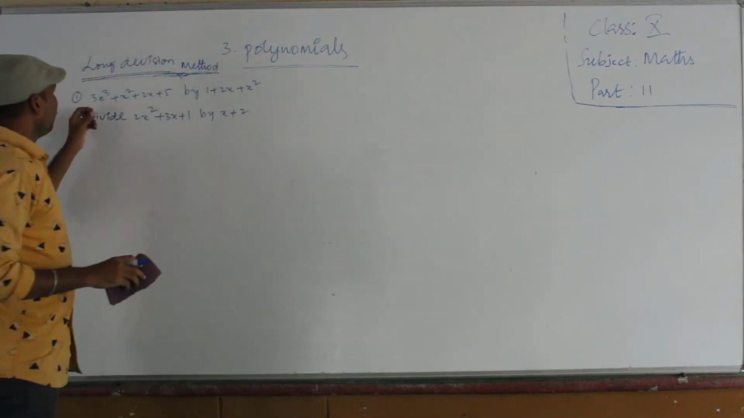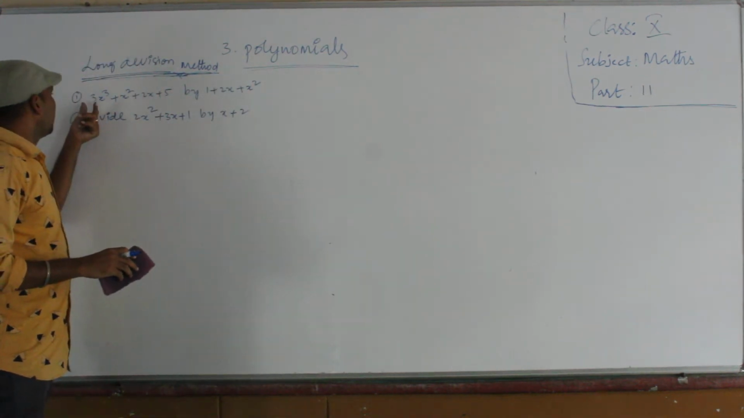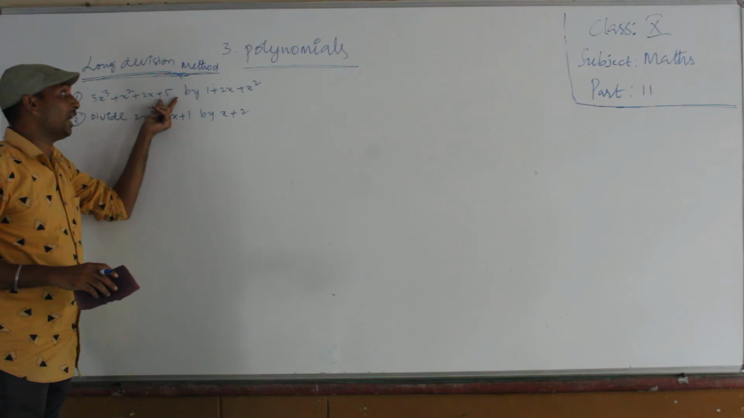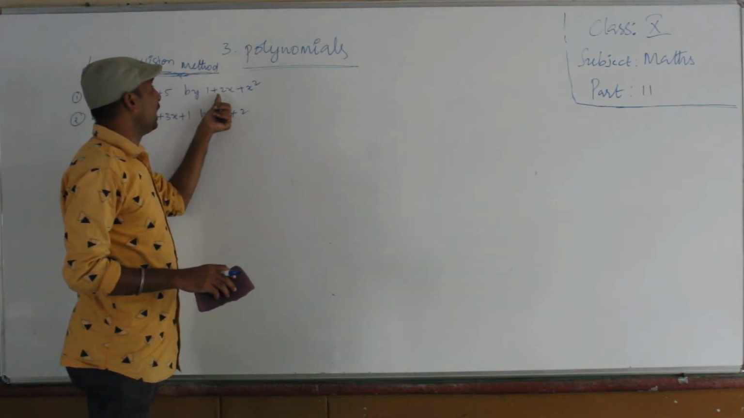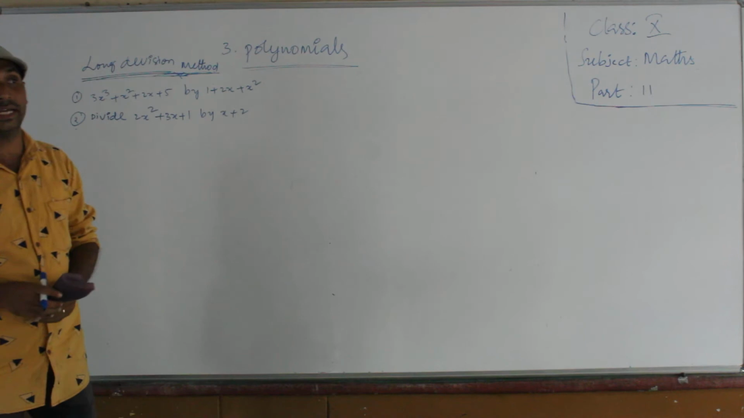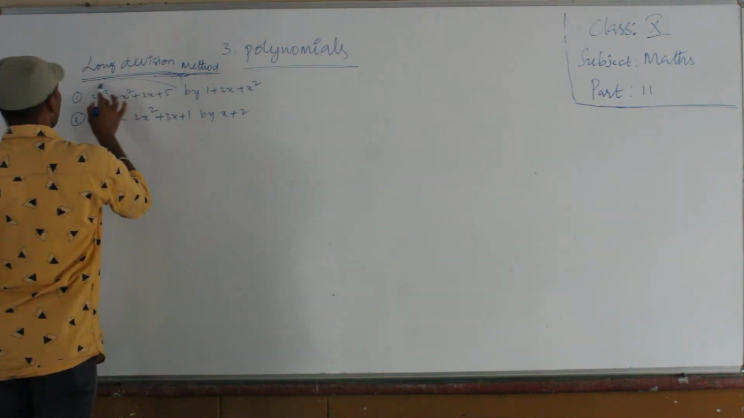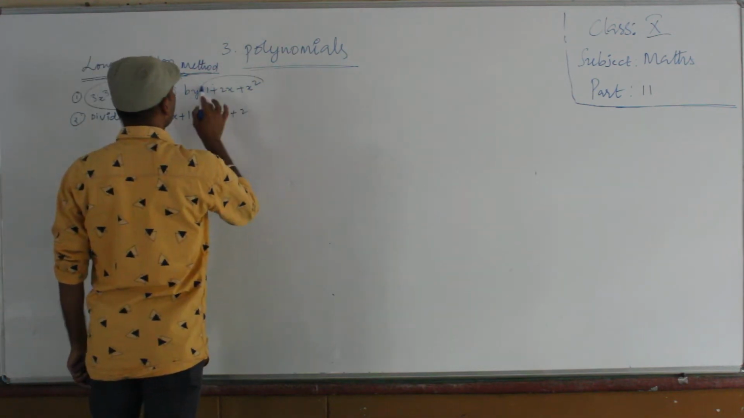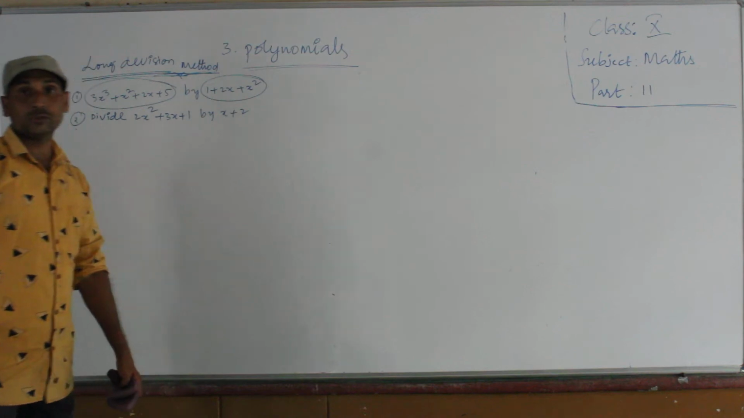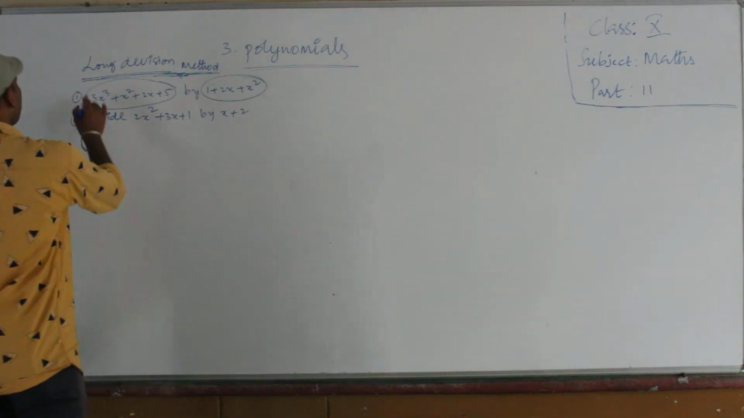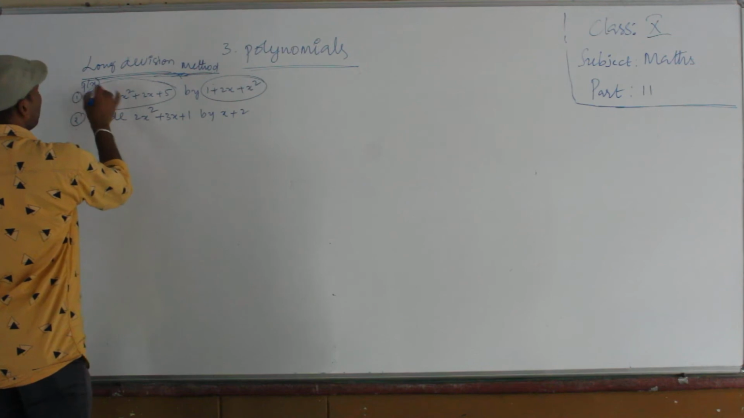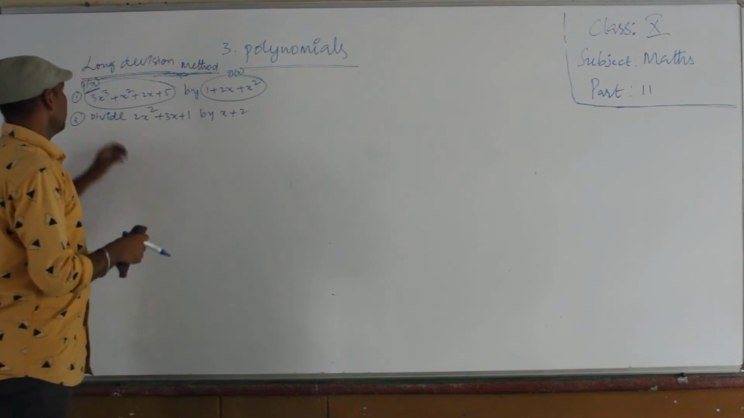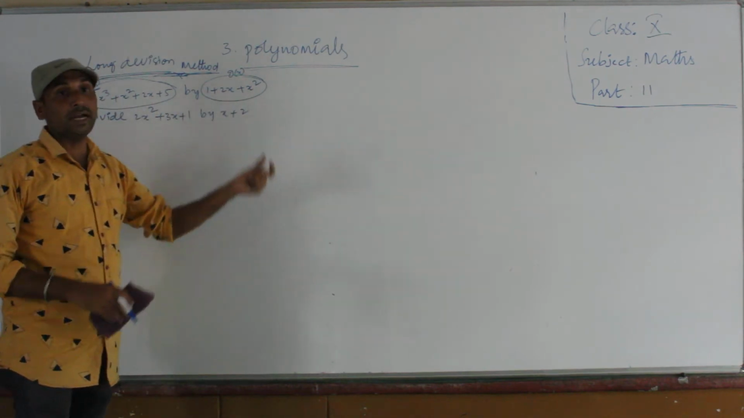So see, if you observe the first problem: divide 3x cube plus x square plus 2x plus 5 by 1 plus 2x plus x square. This polynomial is divided by this polynomial. Here 2 polynomials are given. If you take this as p of x and this as g of x, this is the dividend and this is the divisor.